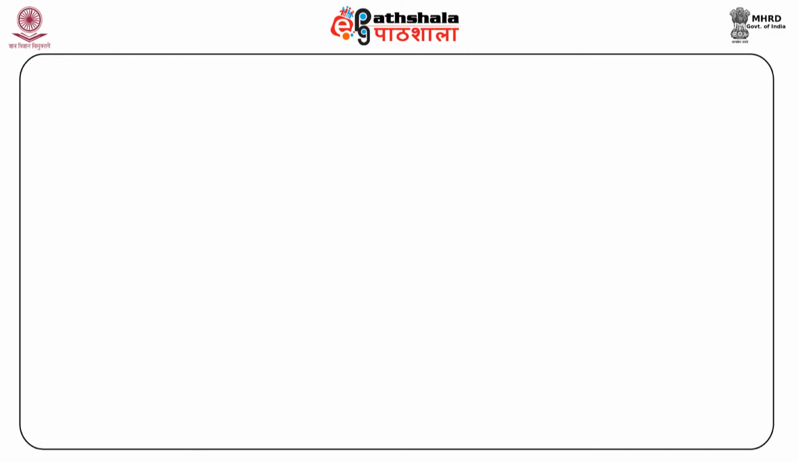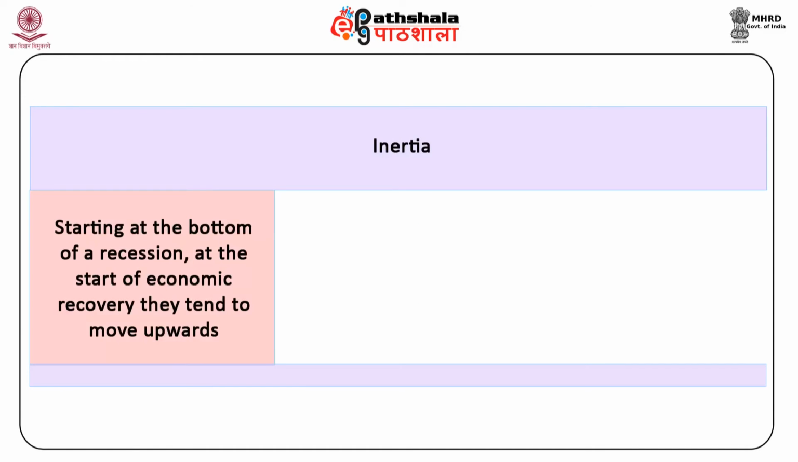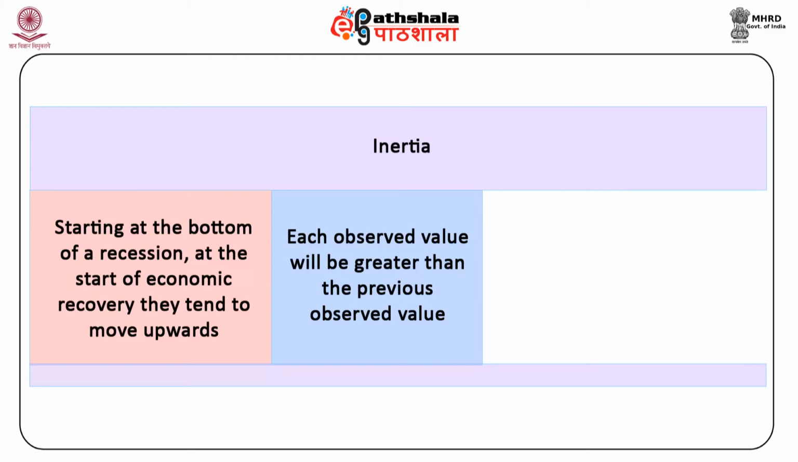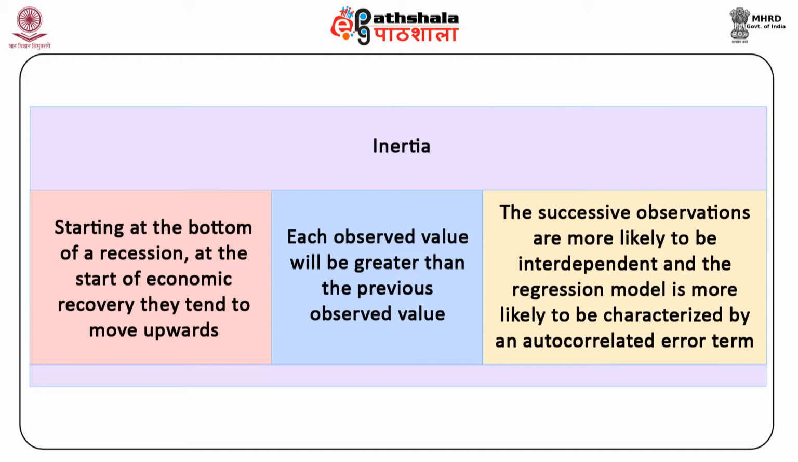Continuing with the discussion of inertia, let's start at the bottom of a recession. At the start of economic recovery, variables tend to move upwards so that each observed value will be greater than the previous observed value. Therefore, the successive observations are more likely to be interdependent, and the regression model is more likely to be characterized by an autocorrelated error term.